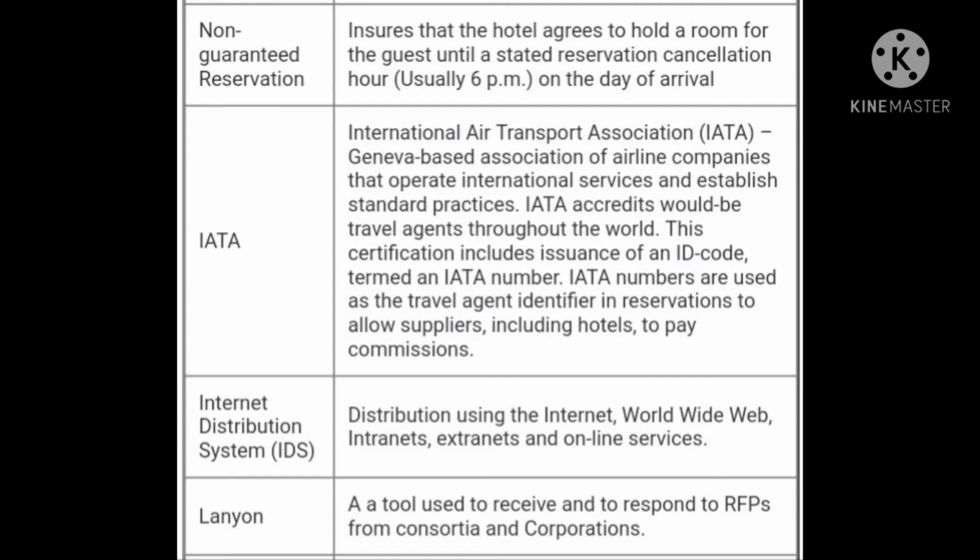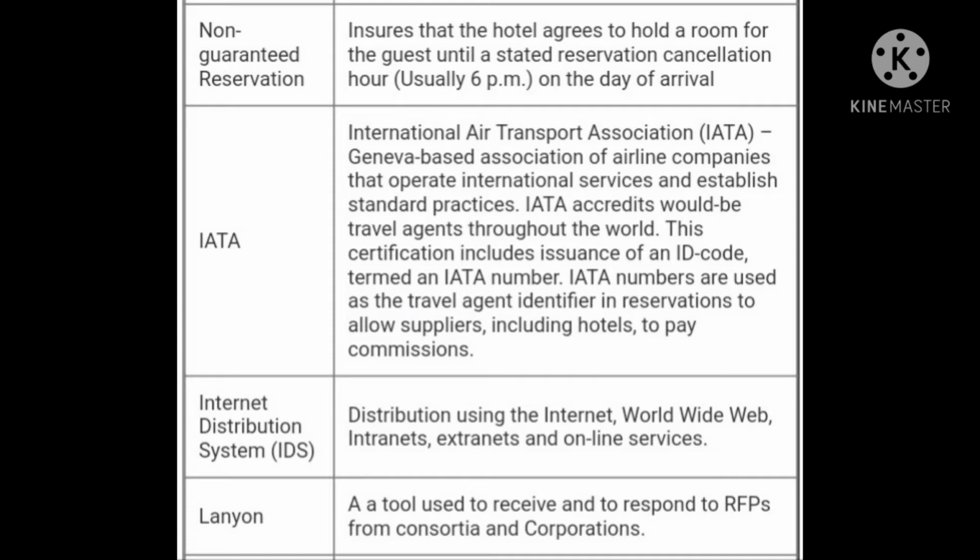It also has the non-guaranteed reservation. It ensures that the hotel agrees to hold a room for the guest until a stated reservation cancellation hour, usually 6 p.m. on the day of arrival.